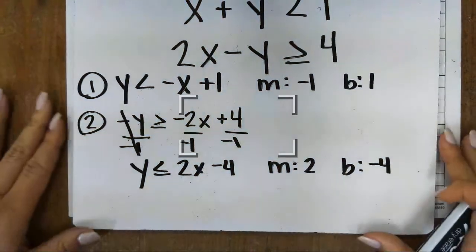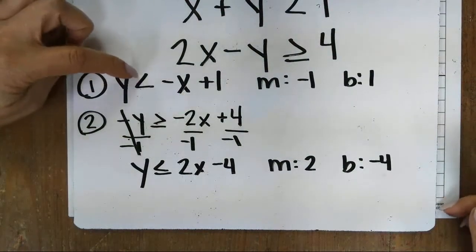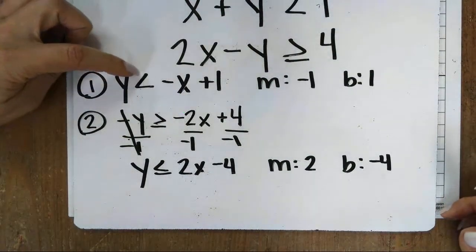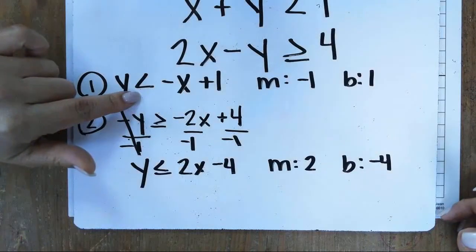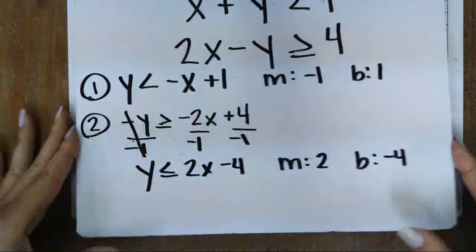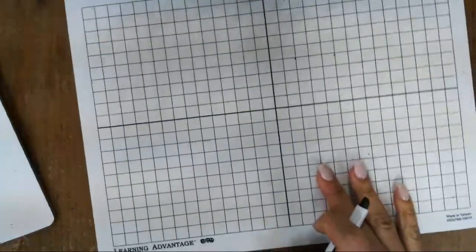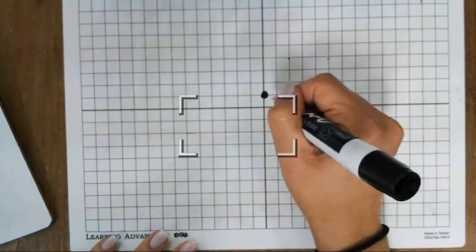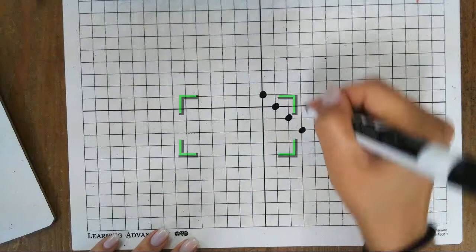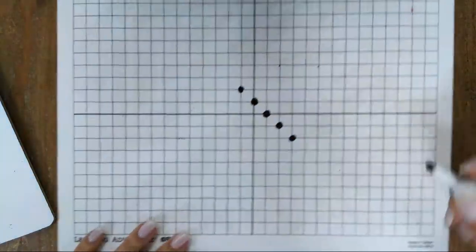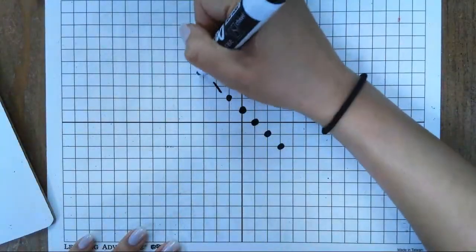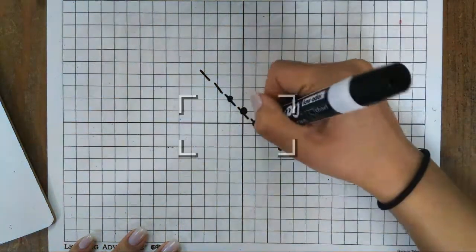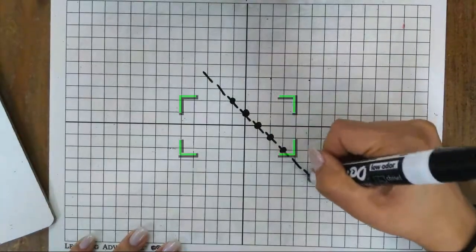Okay? So now, this line over here is going to be a dotted line because I don't have an equal sign with it. So that's going to be dotted. My first line is dotted with a y-intercept at positive 1 and a slope of negative 1. So it's going this way. Now I'm going to make my little dotted line.